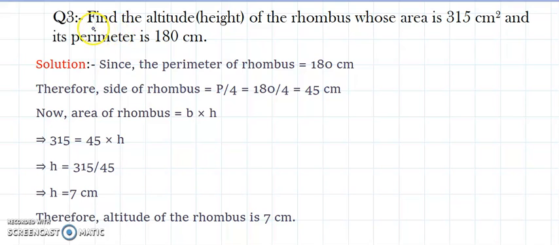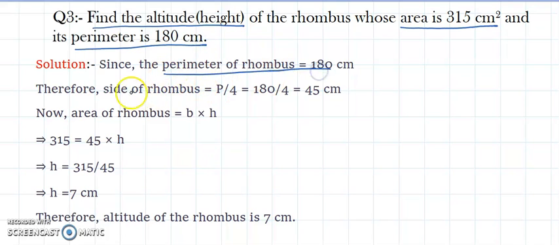We have to find out the altitude, that is the height, of the rhombus whose area is given as 315 centimeters square and the perimeter is given as 180 centimeter. So the perimeter of the rhombus is 180 centimeter. The side of the rhombus can be P divided by 4 because it has 4 sides. So 180 divided by 4, we get the answer as 45 centimeter as the side of the rhombus.